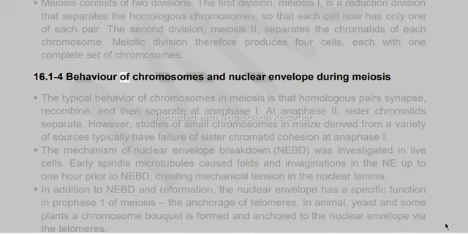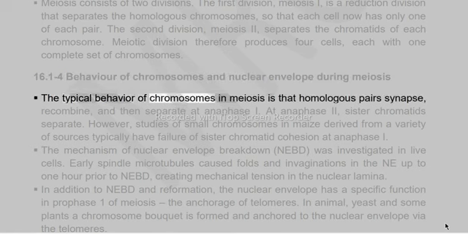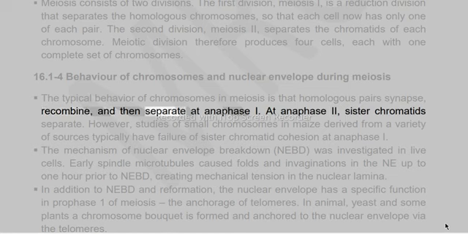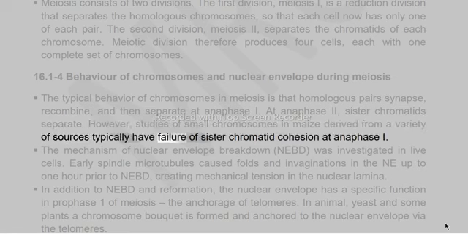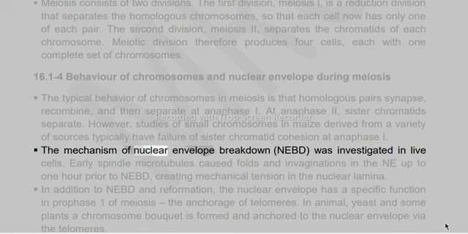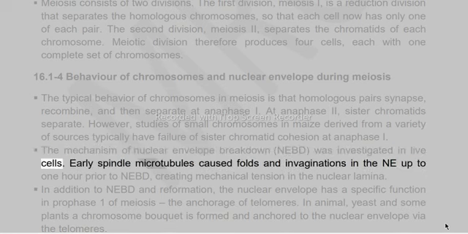16.1.4 Behavior of chromosomes and nuclear envelope during meiosis. The typical behavior of chromosomes in meiosis is that homologous pairs synapse, recombine, and then separate at anaphase I. At anaphase II, sister chromatids separate. However, studies of small chromosomes in maize derived from a variety of sources typically have failure of sister chromatid cohesion at anaphase I. The mechanism of nuclear envelope breakdown, NEBD, was investigated in live cells.